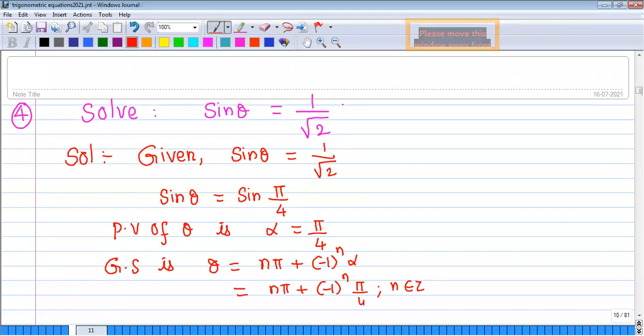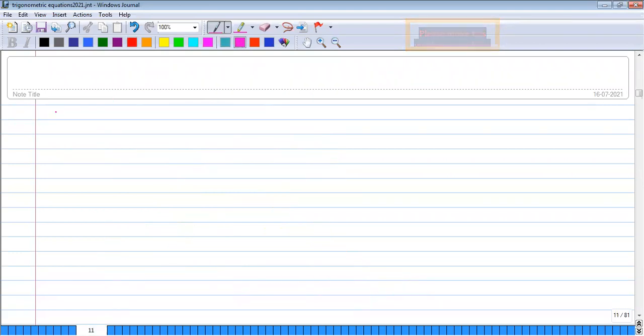Easy, sir. Now I will give one more question to you. You try to solve it. Sir, sin theta is equal to negative 1 upon 2. Sir, show the previous page. Why not?